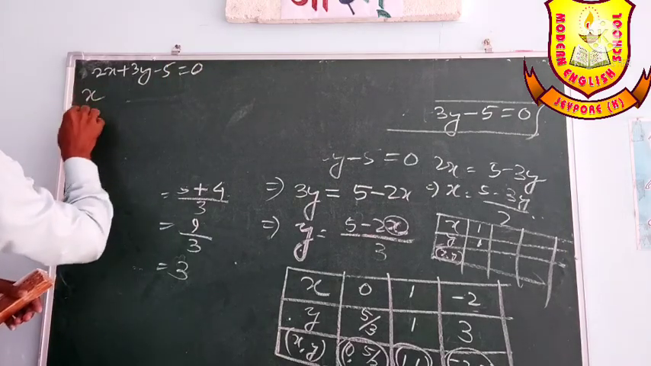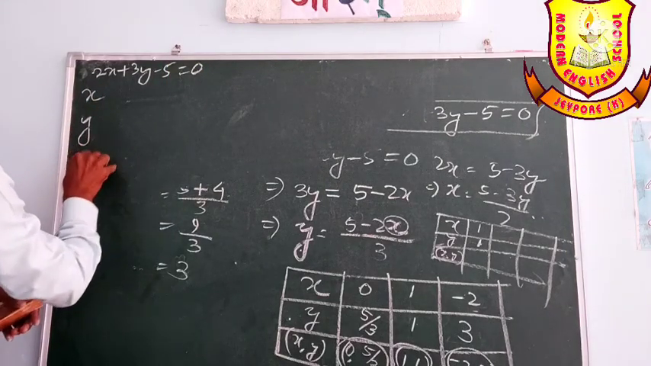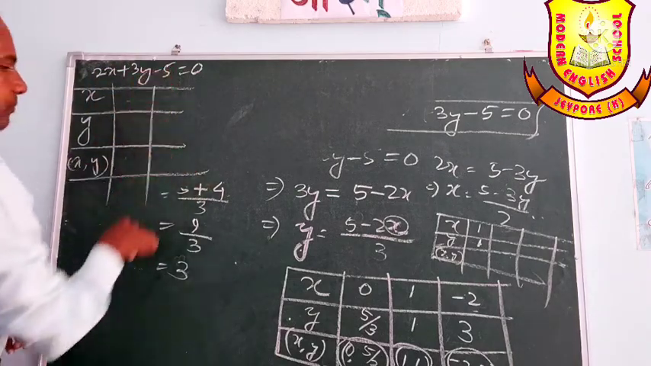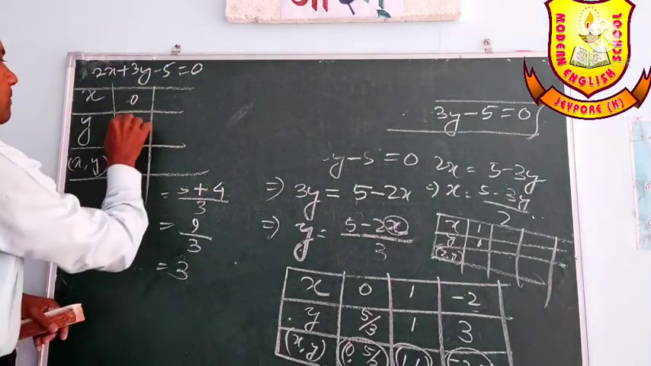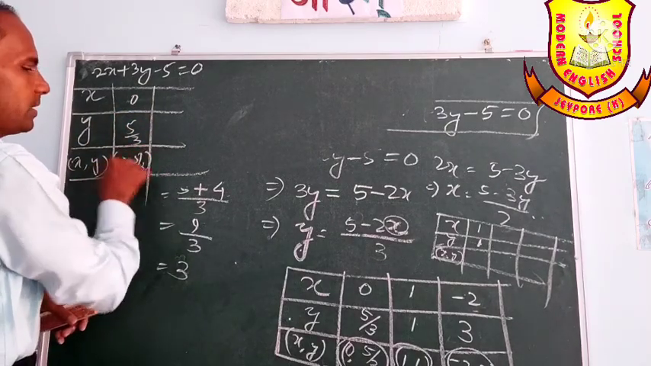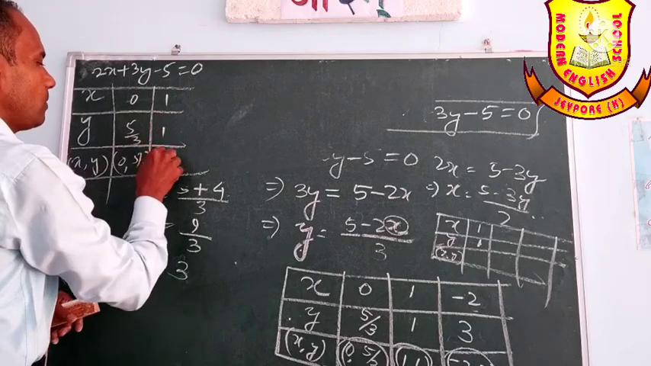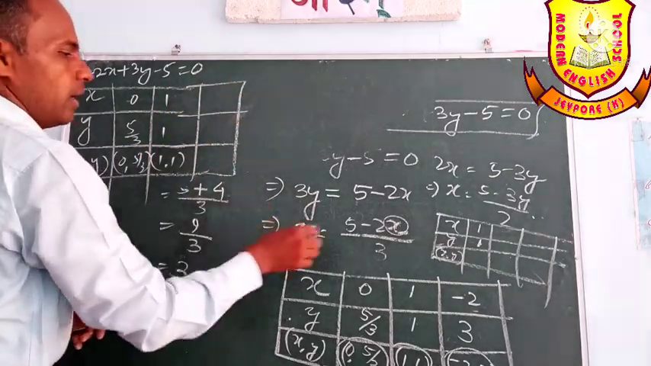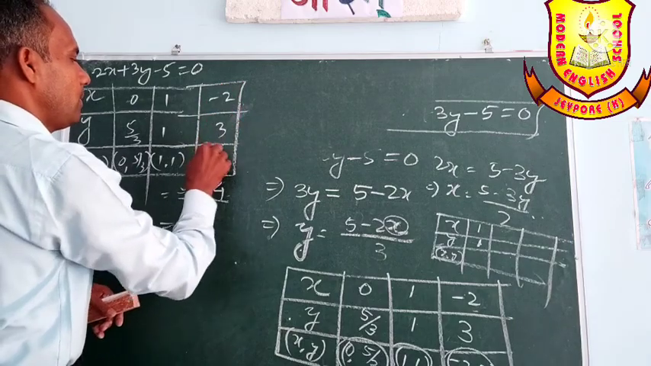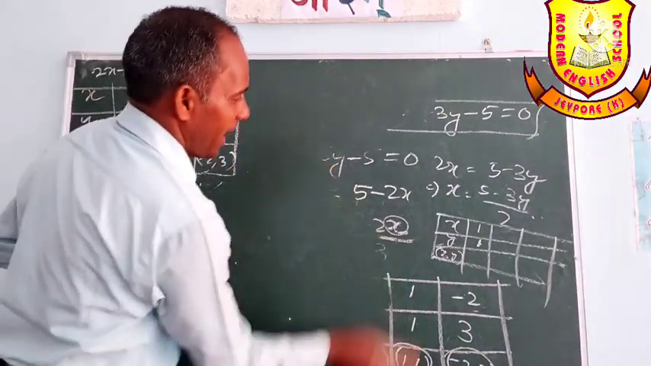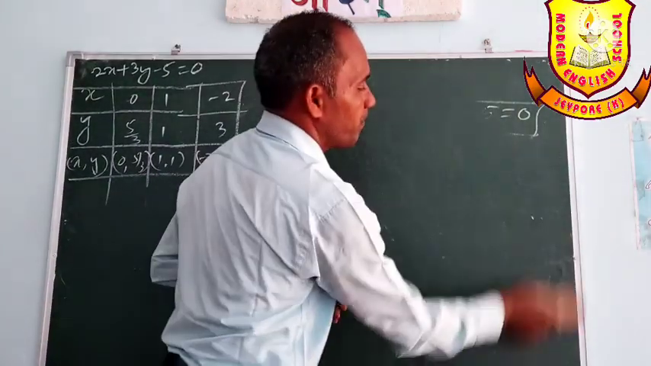The solutions are 0, 5 by 3; 1, 1; minus 2, 3. Okay. Now, how will you show it in a graph?